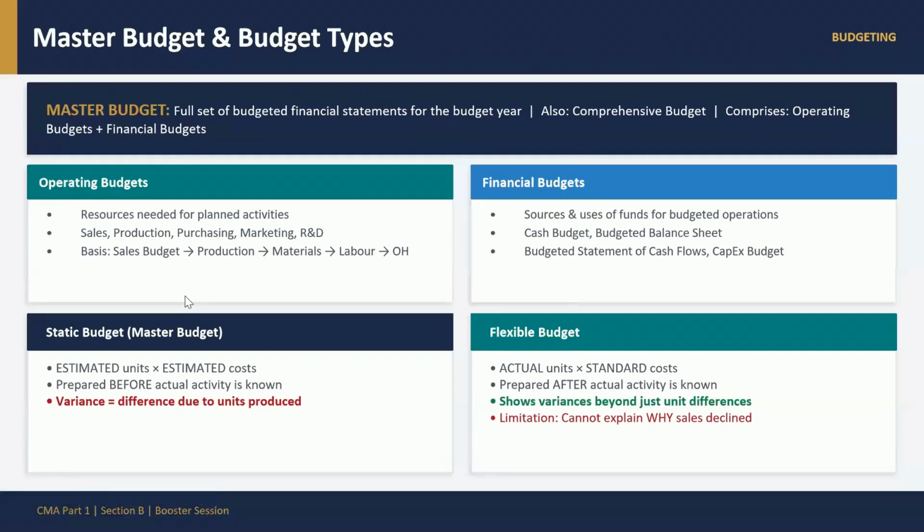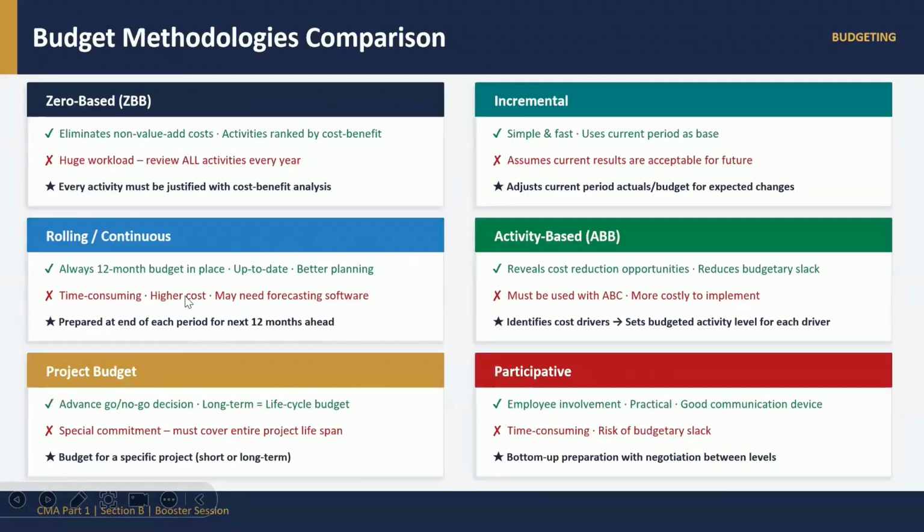There are various budget methods that we can use in preparing budgets. We understood the master budget, and we have operating budgets and financial budgets. We will start from the sales budget and end in the cash budget. This cycle we are clear about. But what is the method we are choosing for preparing this master budget? We have various choices to choose from.